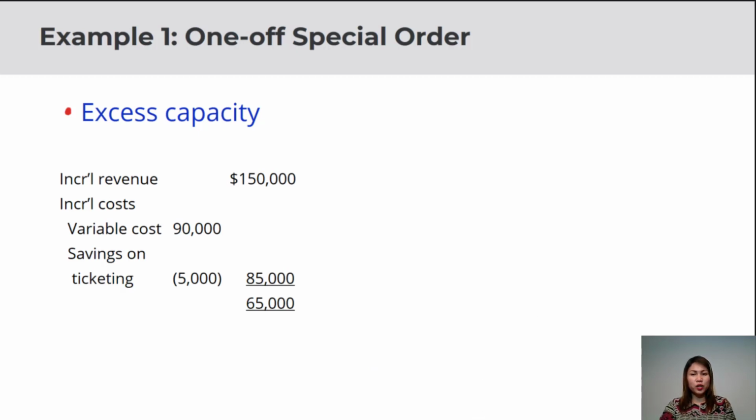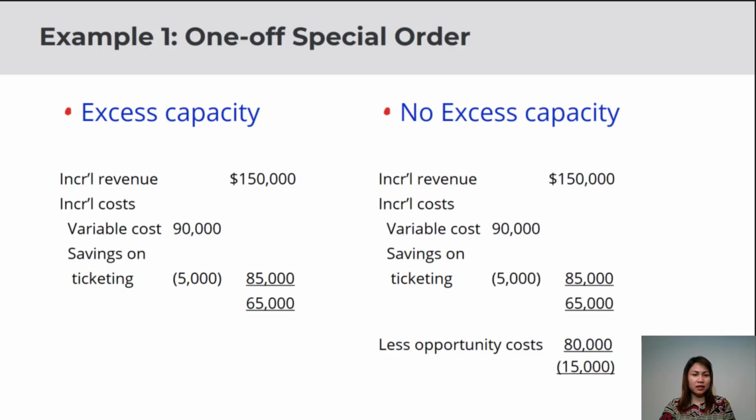Now let's have a look at the case if we do not have spare capacity. In the case of no excess capacity, incremental revenue is still going to be the same, 150,000. Incremental costs will be 85,000, so 65,000 as before.